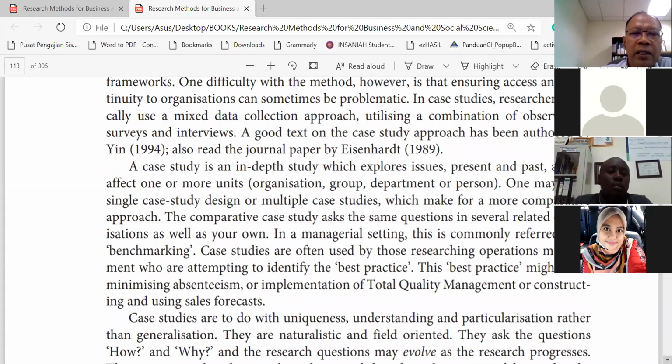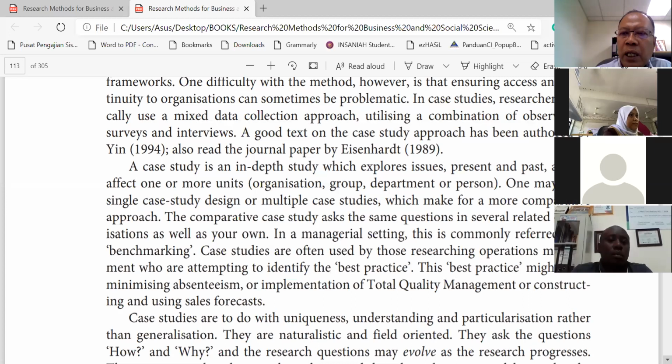A case study is an in-depth study which explores issues, present and past issues as they affect one or more units. What do we mean by units? Units are organization, group, department, or individuals. One may use a single case study design or multiple case studies, which make for a more comparative approach. The comparative case studies ask the same questions in several related organizations as well as your own. In managerial setting, this is called benchmarking.